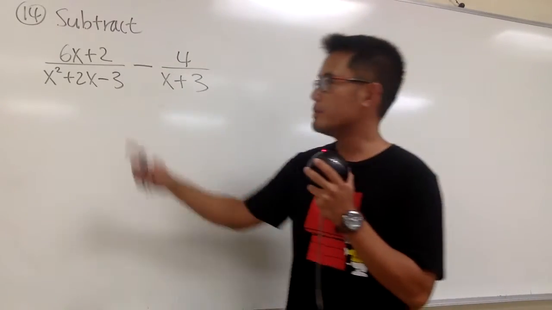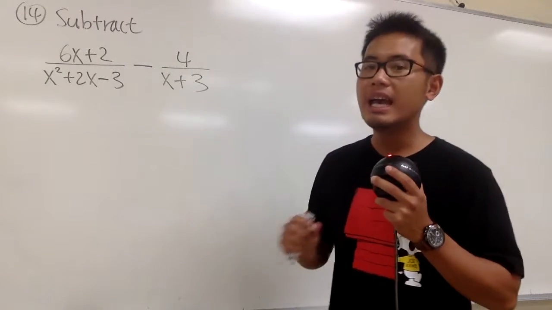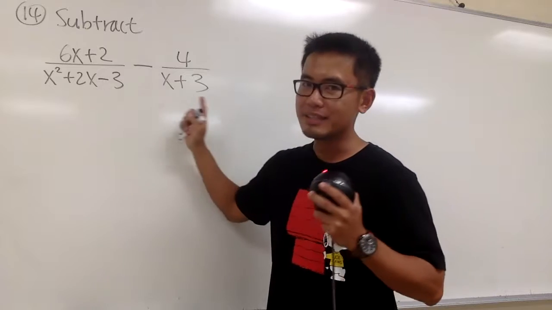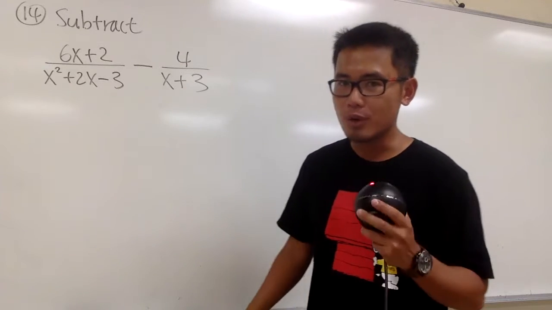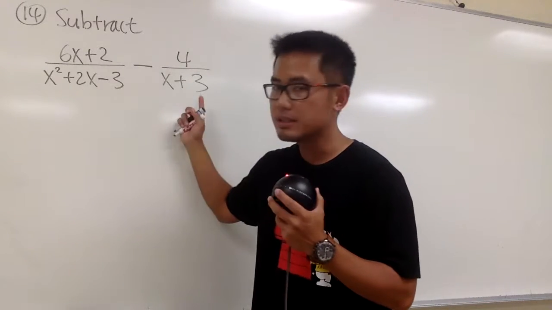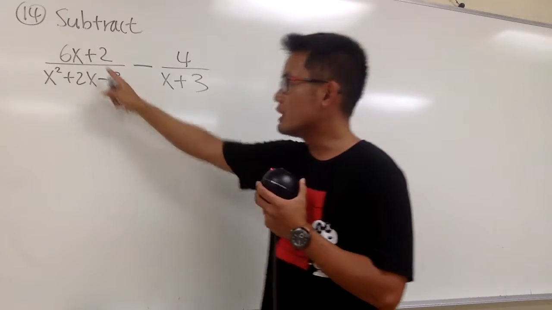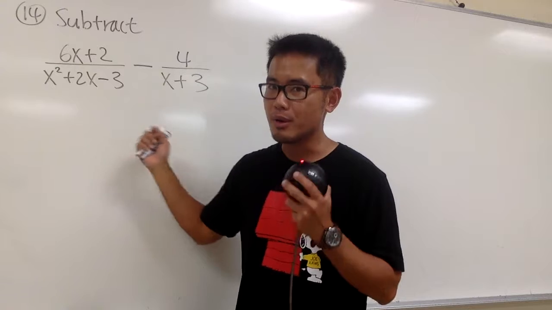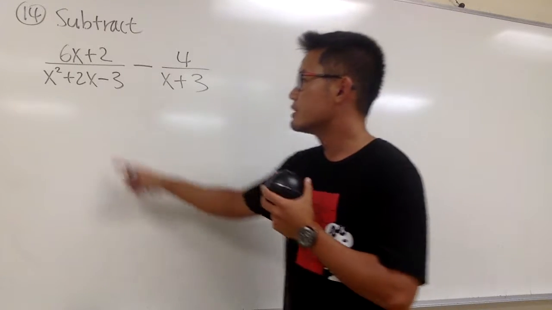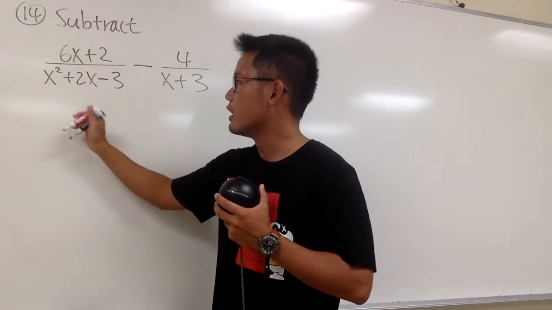Okay, for number 14, we'll be subtracting these two algebraic fractions, and unfortunately, we do not have the same denominators here, right? So be sure we factor out the denominators and then look for the lowest common denominator, all right? Do not factor the top, just the denominator only, all right, as of now. So let's go ahead and factor this right here.